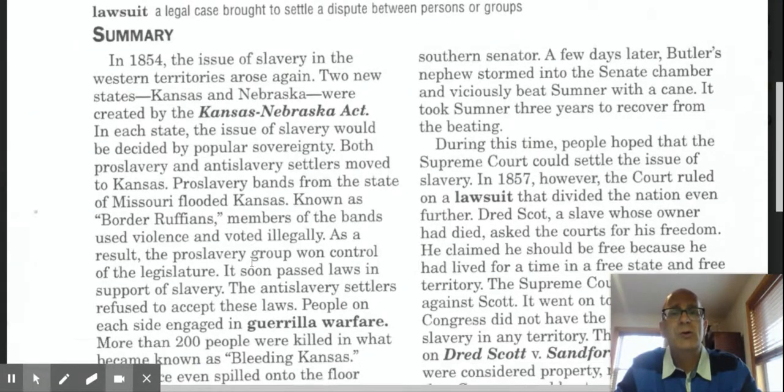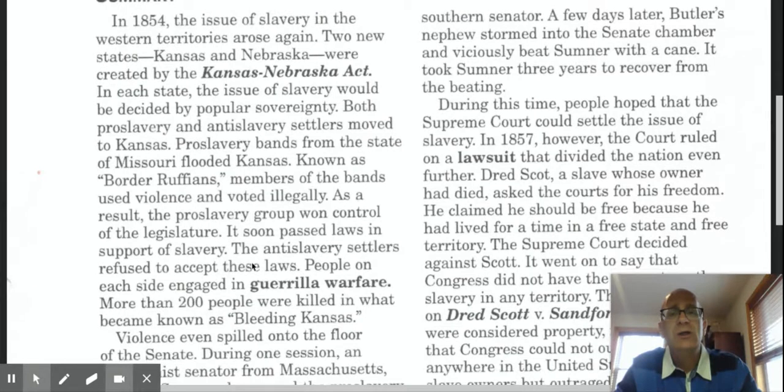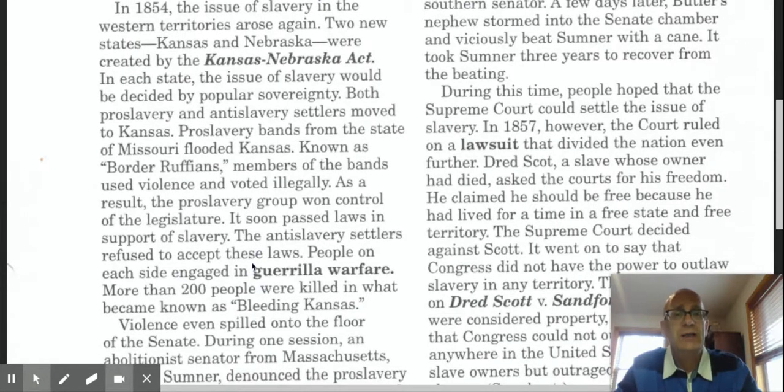As a result, the pro-slavery group won control of the legislature in the area, and it soon passed laws in support of slavery, meaning that people who were moving west into the Kansas and Nebraska states would now be allowed to bring their slaves with them. And this was very much opposed by abolitionists who wanted to limit the spread of slavery into new Western territories.